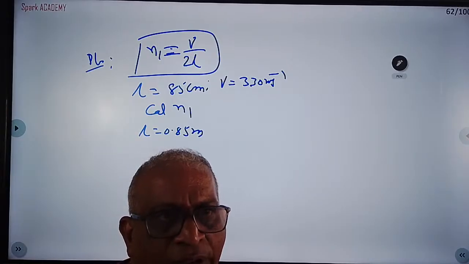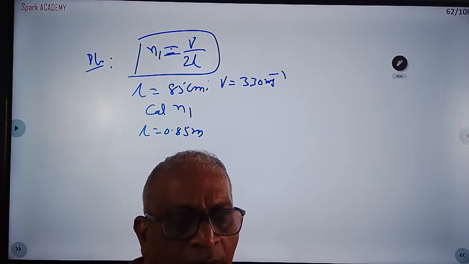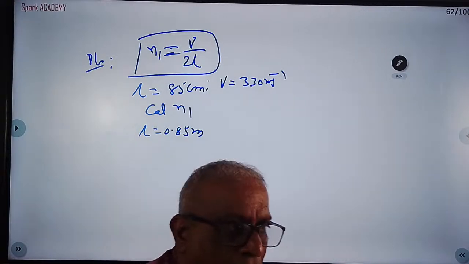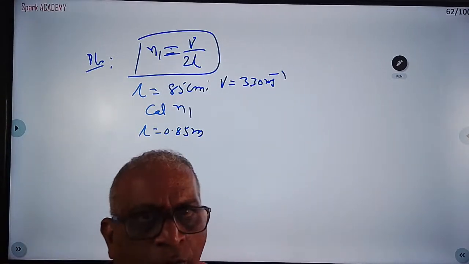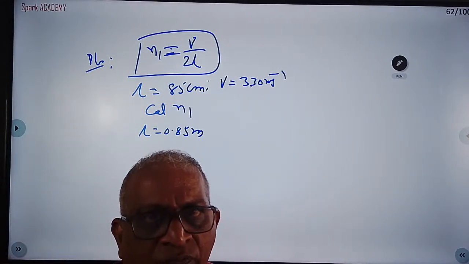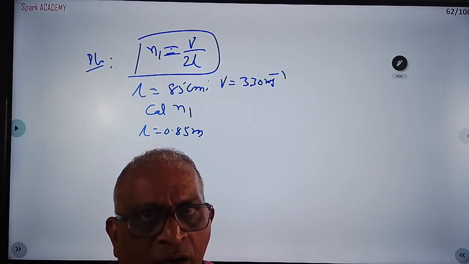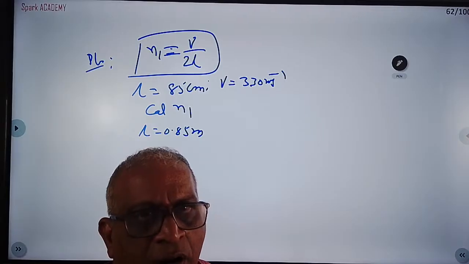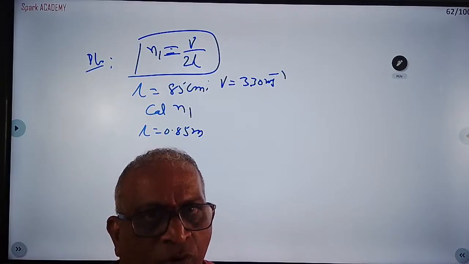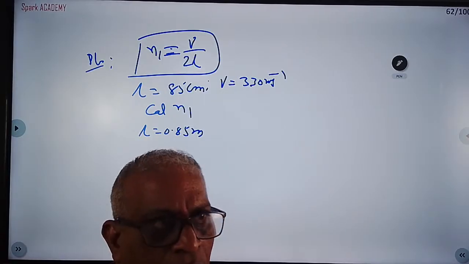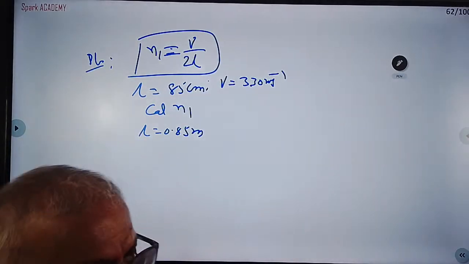1 is to 3 is to 5. In closed pipes, you will get only odd harmonics: first harmonic, third harmonic, fifth harmonic. But in open pipes you will get first harmonic, second harmonic, third harmonic, fourth harmonic, both even and odd harmonics. Open pipe sound is a rich sound. Closed pipe sound is not that rich when compared to open pipe.